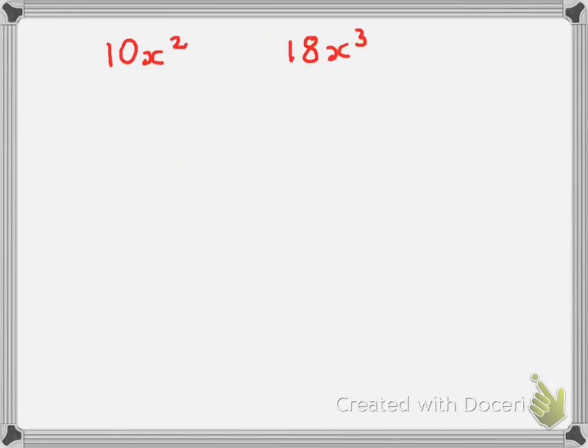So let's look at these two terms: 10x squared and 18x cubed. From your study in your previous math course, I hope you can recognize that these are monomials. They are polynomials that have only one term. You can see the exponents, they are whole numbers, 2 and 3. There are no roots there, there are no negative exponents, there are no fractional exponents in there. So this is a monomial. It's an example of a polynomial.